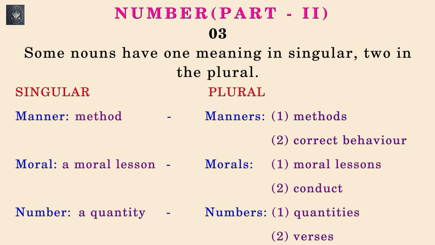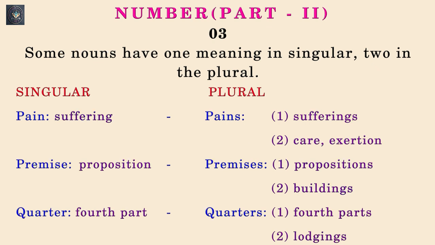In singular, number has only one meaning, that is, a quantity. Whereas, in plural, numbers has two meanings, that is, quantities or verses. In singular, pain has only one meaning, that is, suffering. In plural, pains has two meanings, that is, sufferings and care or exertion. In singular, premise has only one meaning, that is, proposition. Whereas, in plural, premises has two meanings, that is, propositions or buildings.